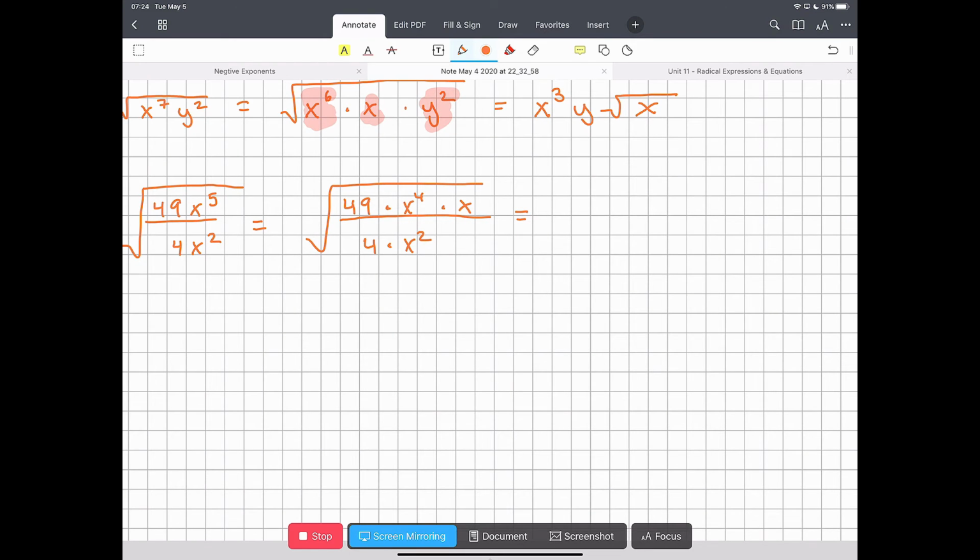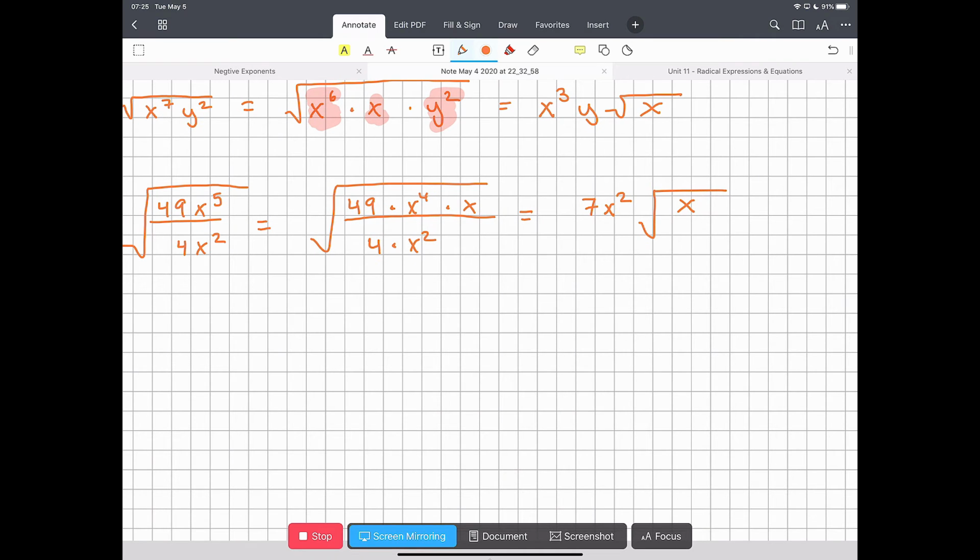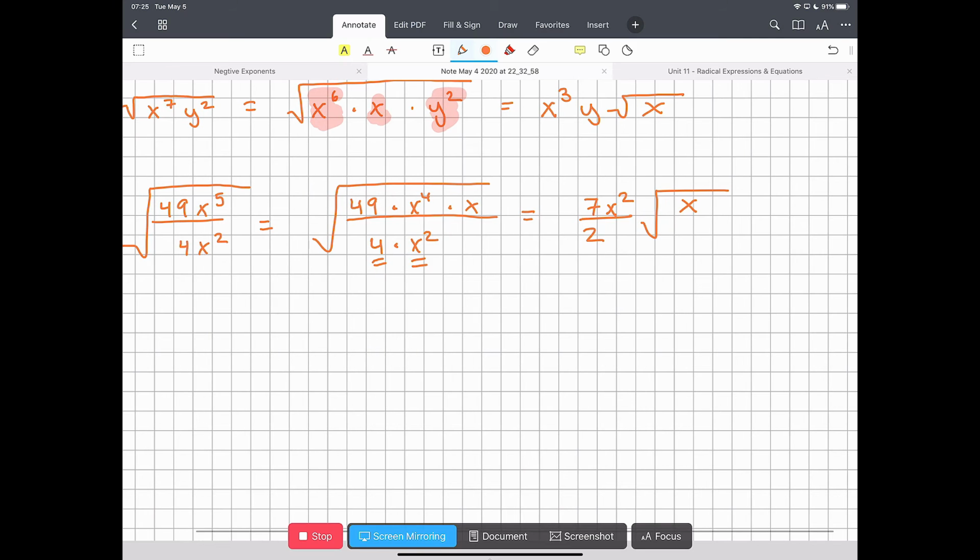The square root of 49 is 7. The square root of x to the fourth is x squared. The square root of x, that's not a perfect square, so that's going to stay inside my radical sign. And that's the numerator taken care of. Now we're going to look to the denominator. The square root of 4 is 2, and the square root of x squared is x. So here's one form of my answer. This technically isn't simplified all the way, though. We could simplify this further.